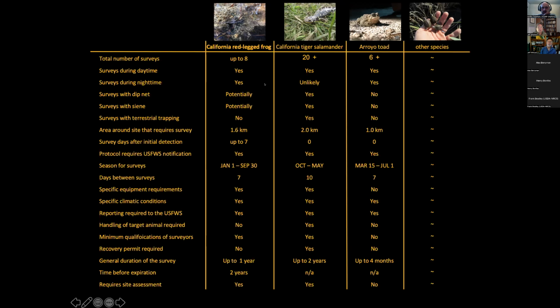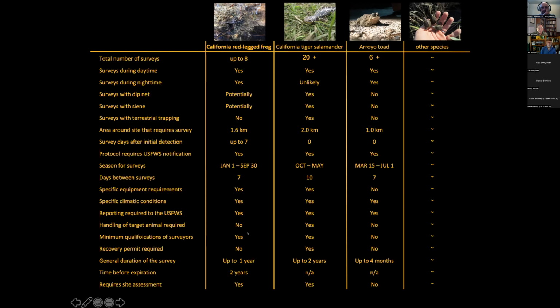So I won't go through each one, but I'll just share with you. Red-legged frog requires up to 8 surveys, up to 8. That means if you get a red-legged frog, you don't have to do any more, but you have to do up to 8. Surveys may be during the day, maybe night, and this just depends on how many surveys you're doing. You have to do surveys outside of the area that you're supposed to be surveying, so a big buffer zone. You have to notify the service. I'm just going to jump through some of these. Your survey season is between January and September. There are several days between surveys.